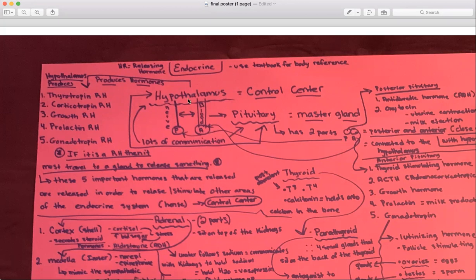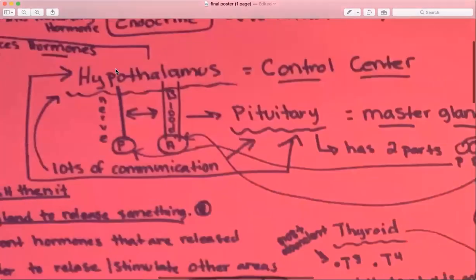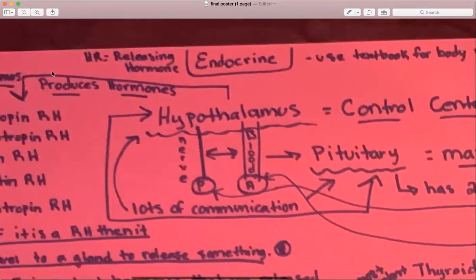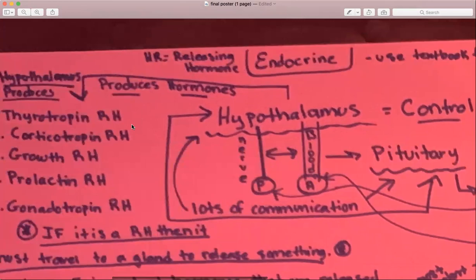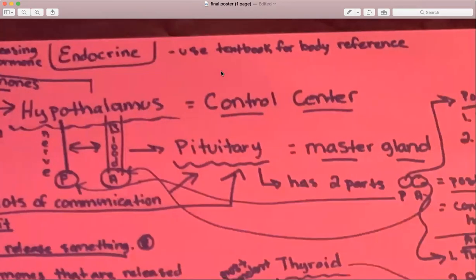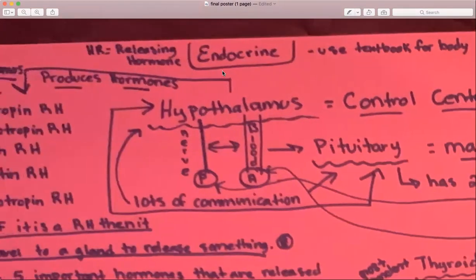Okay, so I honed in a little bit so it's easier to see. If you see, I have a key up here, the word HR. It's not heart rate, it actually means releasing hormone. This is the endocrine system that we're talking about. Please use your textbook for the reference of having the body on there. I could not fit everything on it, and then I kept messing it up. So I just decided to use words rather than have the body drawn out.